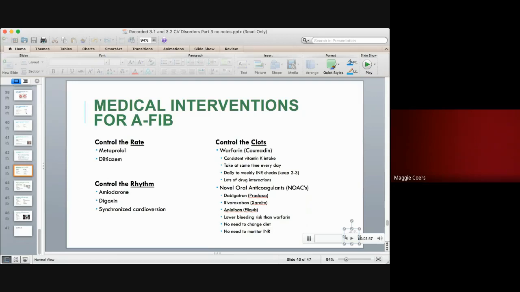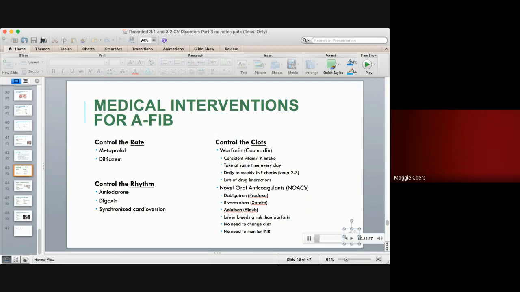As for medical interventions for atrial fibrillation, our first goal is to control the rate. We want to slow the heart enough to get good ventricular filling, but not so slow that we cause a heart block. The best thing to do is use a beta blocker like metoprolol, or a calcium channel blocker like diltiazem. These are usually given PO, although we can give them IV if it's an emergency case.